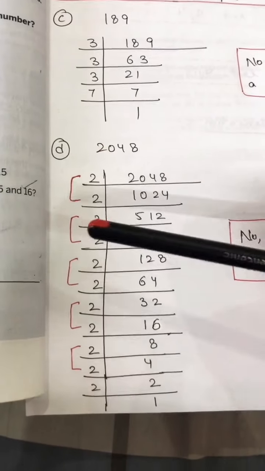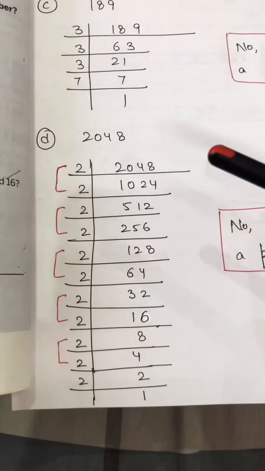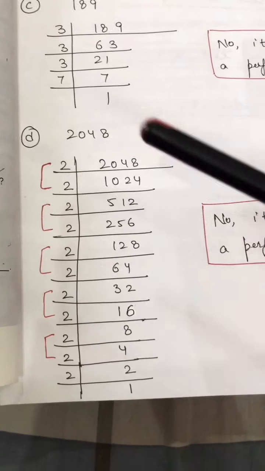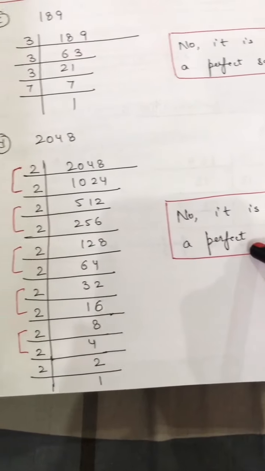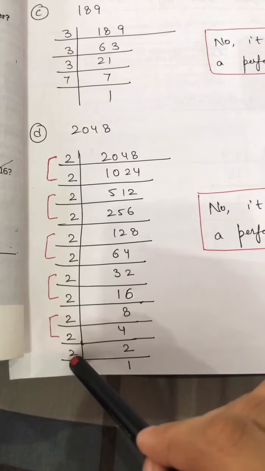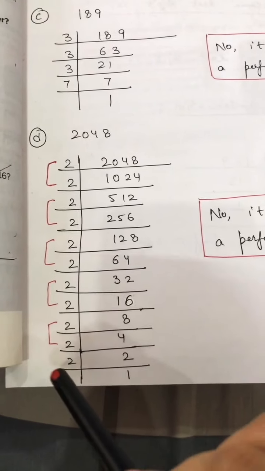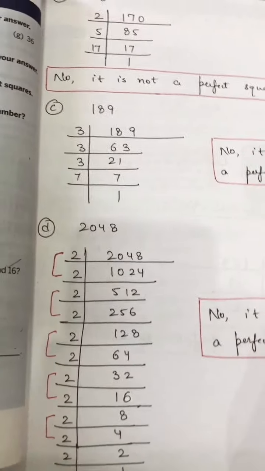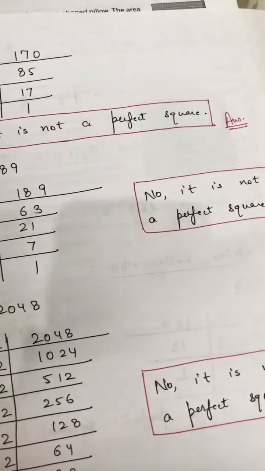There should be a pair for every number in this LCM. Every number should have a pair, then it will be a perfect square, otherwise it is not a perfect square. If any number is left single, then that number will not be a perfect square. Clear? Next will be your next part.